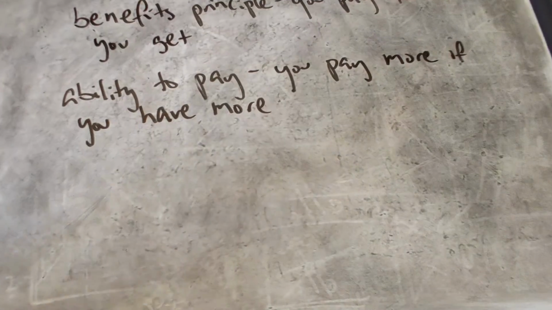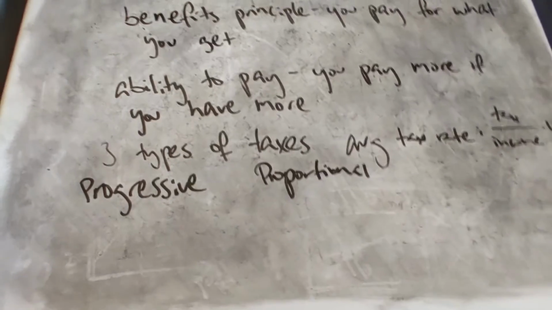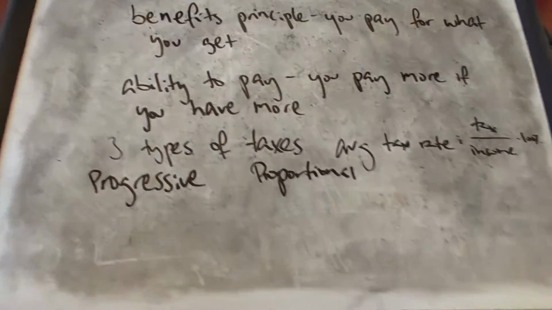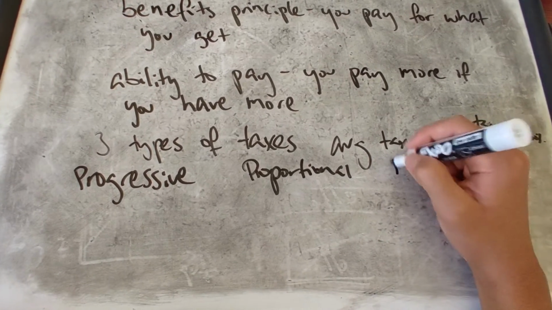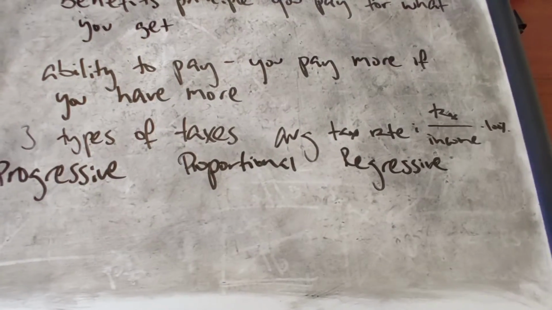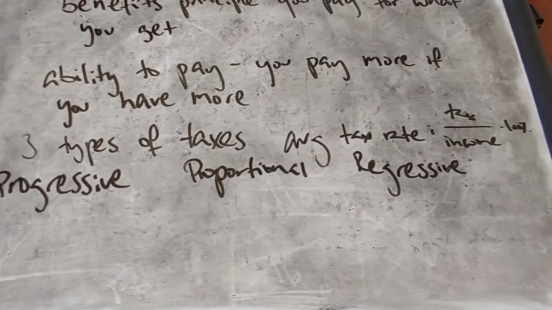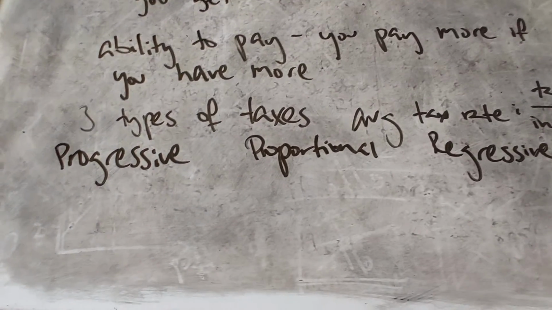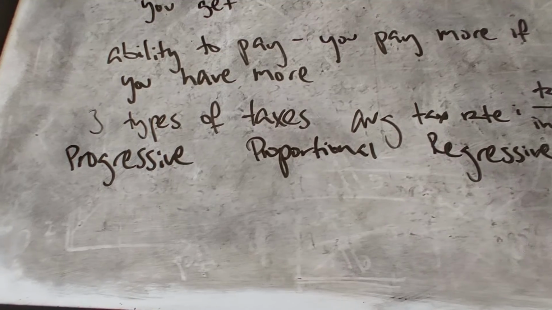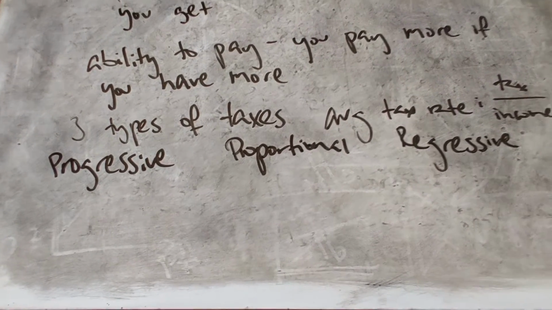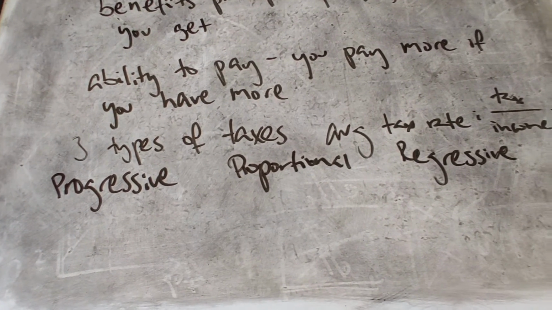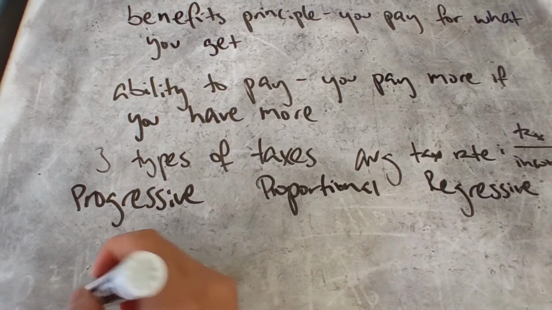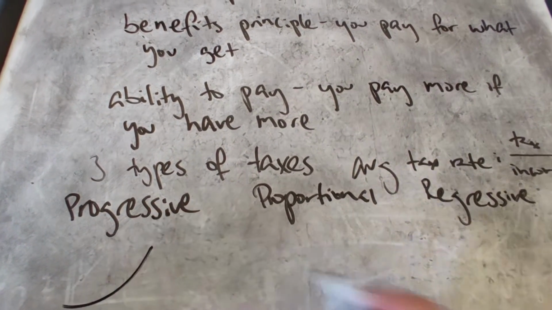Let's go over the three different types of taxes. So there are three different types of taxes. There's the progressive, proportional, and regressive. All these are determined by the average tax rate, which is the tax over income times 100%. In terms of progressive, that is when the average tax rate increases with income. So the more income you get, the more tax you have to pay. It's not like a constant increase, it's kind of like exponential, I guess.